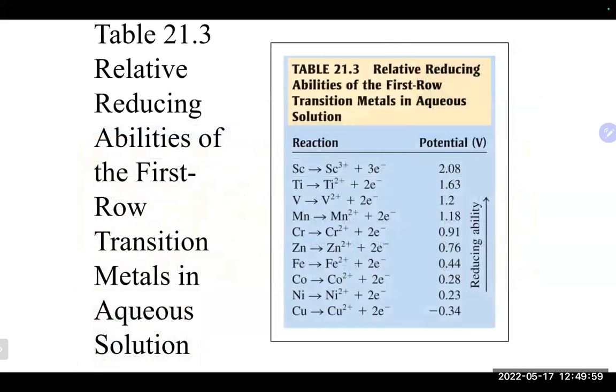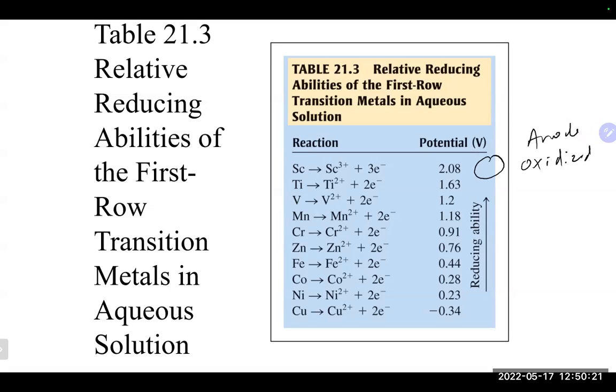All right. This is a table of relative reducing abilities for each of these guys, and reducing ability increases as you go up there, which means the guy up on top would be our guy that would be oxidized, right? And would be a good anode.